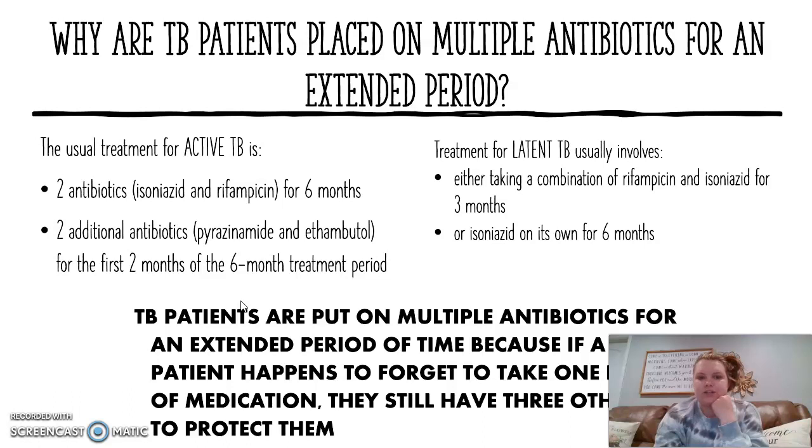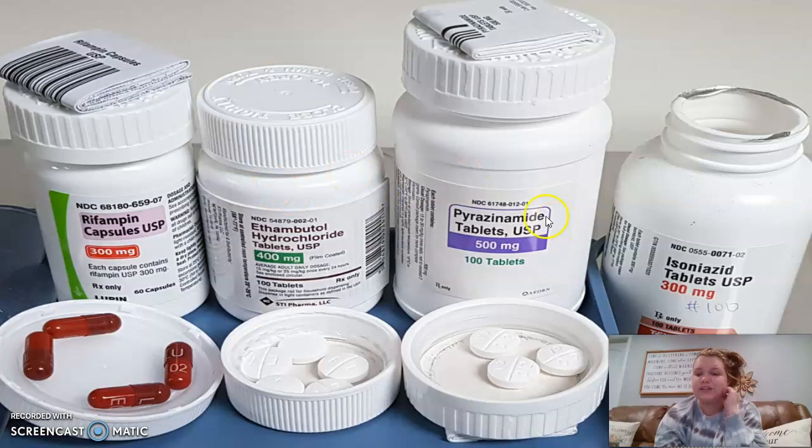So why are TB patients placed on multiple antibiotics for an extended period? This is a really great, important question. TB patients are put on multiple antibiotics for an extended period of time because if a patient happens to forget to take one dose of medication, they still have 3 other drugs to protect them. Because if you do miss one dose or multiple doses, you will have to start the whole process over. Here's an example of the 4 different drugs that are usually taken to treat TB.